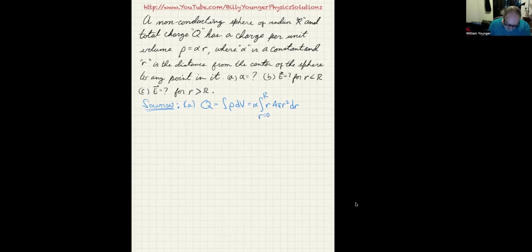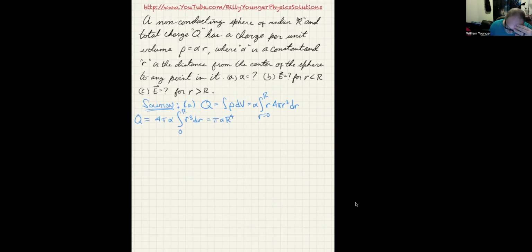Okay. So in this case, Q is equal to 4 pi alpha times the integral of r cubed dr from 0 to big R. The integral of r cubed, of course, is r to the 4th divided by 4. So that gets rid of my 4 out in front. So I'll just call this pi alpha, and then it's big R to the 4th minus 0 to the 4th, so I just want to say R to the 4th. Now I know that's what Q is.